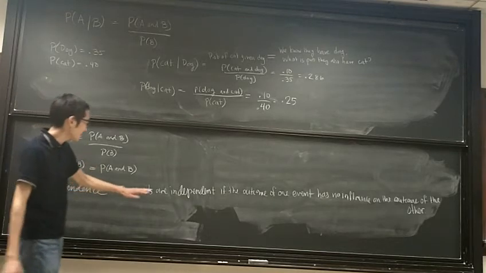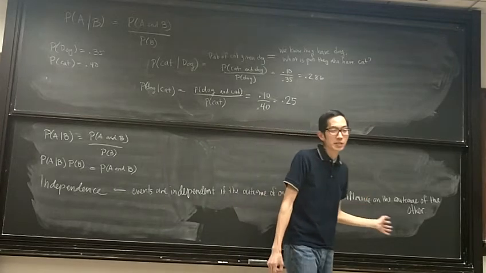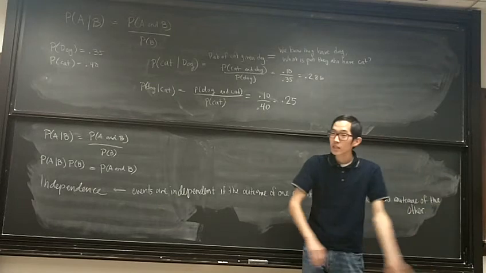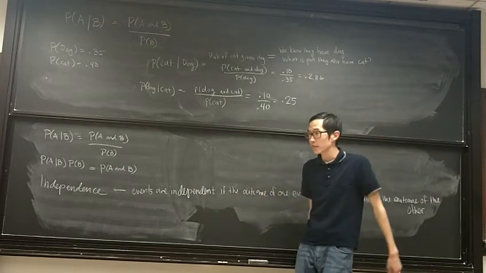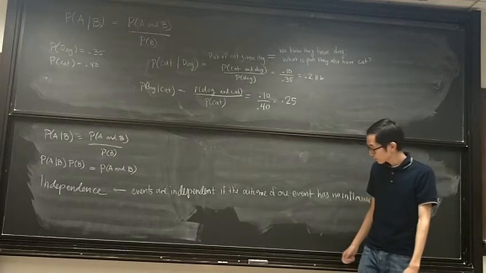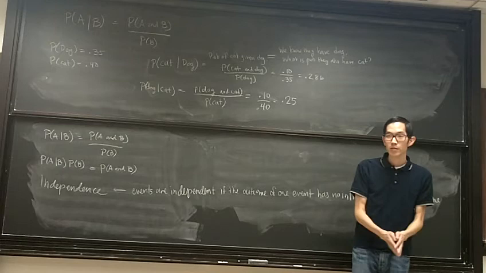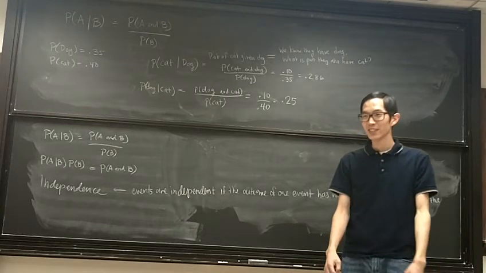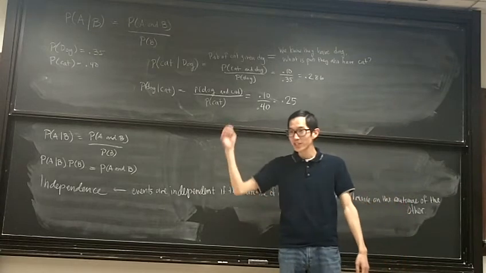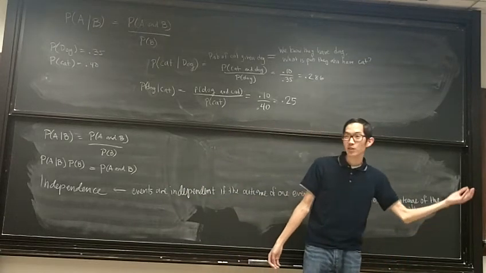Okay. So independence. Events are independent if the outcome of one event has no influence on the other. So if event A has no influence on event B, then event B can't have any influence on event A. Okay? So what's an example of independent events? Like a coin flip, two coin flips? Two coin flips, yeah. If I flip a coin once and get heads or tails, it will have no influence on the next coin flip.